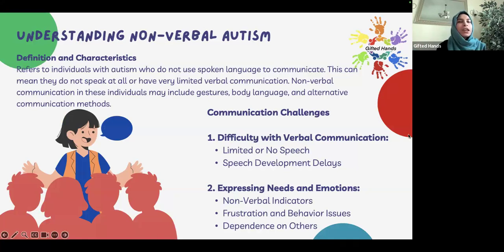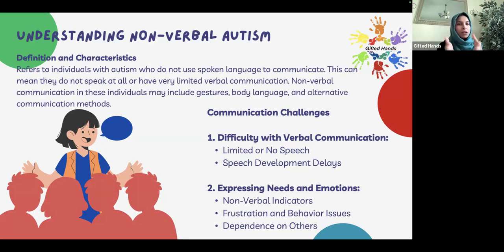All right, so the next slide is understanding nonverbal autism. So what is nonverbal autism? Nonverbal autism is not a clear diagnosis. It comes under the autism spectrum disorder, but it's not categorized. It's just that for some children, there is no real cause identified yet for why a child is nonverbal. They have autism, but why they are nonverbal has not been properly identified yet.